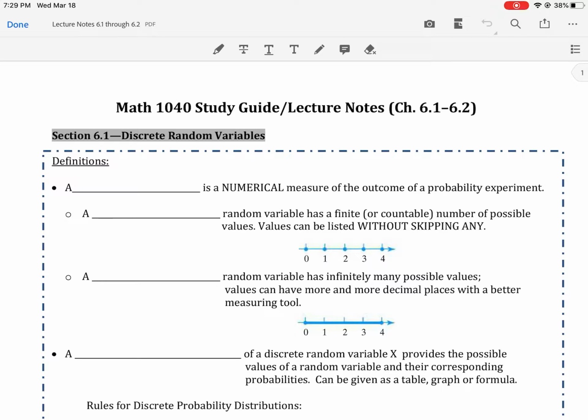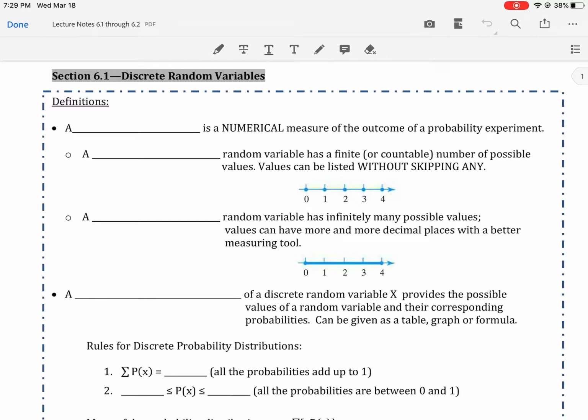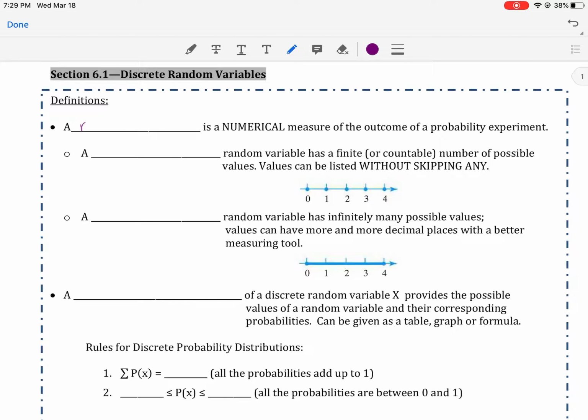Jump into chapter 6, and it starts with discrete random variables. So remember, a random variable, as defined in statistics, is a numerical measure of the outcome of a probability experiment. If something has a finite or countable number of possible values, we call it discrete. We learned that back in chapter 1.